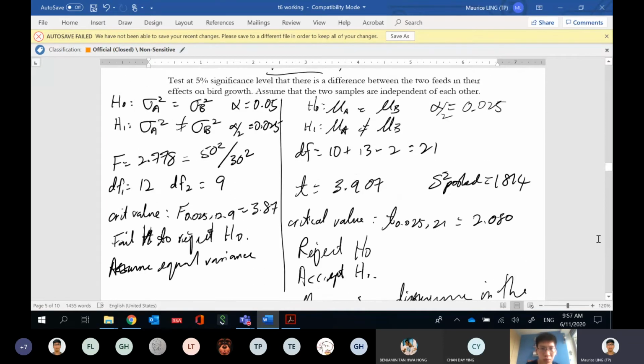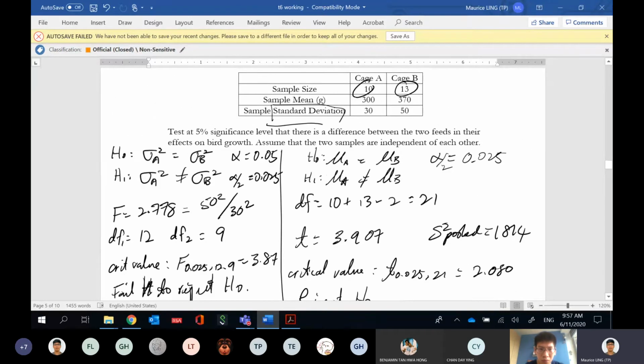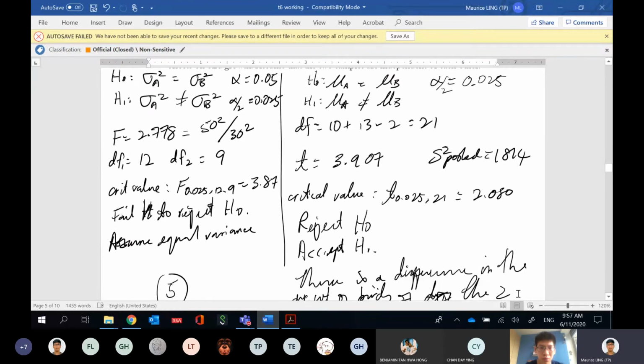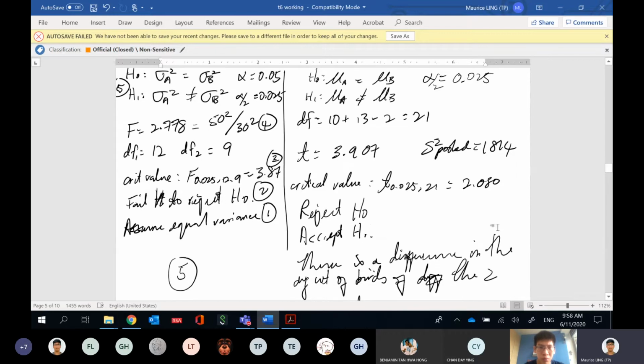In this case, where do I allocate the 5 marks here? Let's say for the one that Benjamin gave. So 5 marks come from here. This is 1 mark here. Okay. So this is 2 marks. So to find the critical value is 3 marks already. This is 4 marks. This is 5 marks.